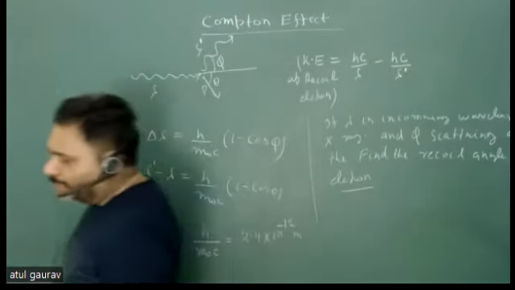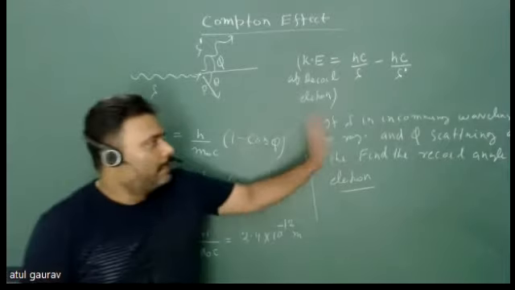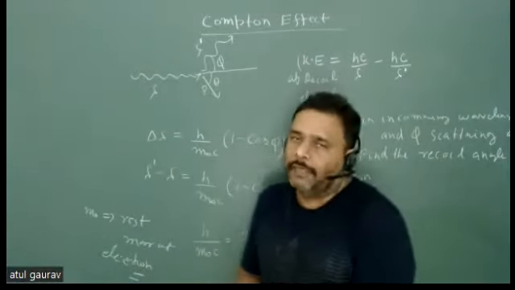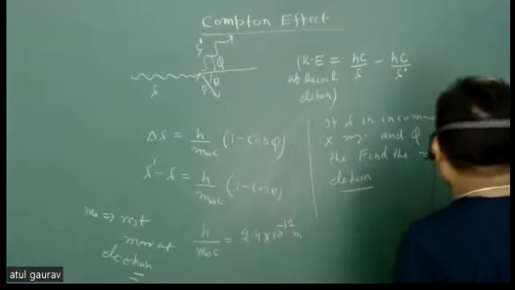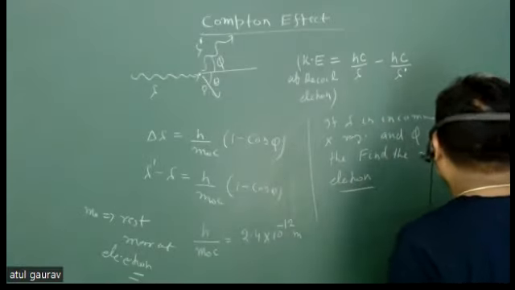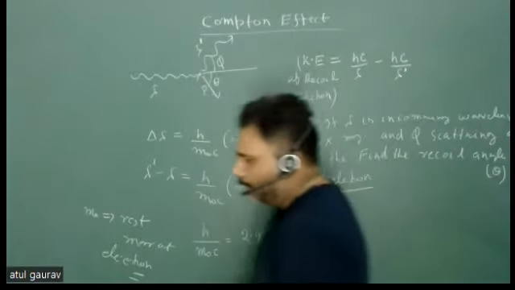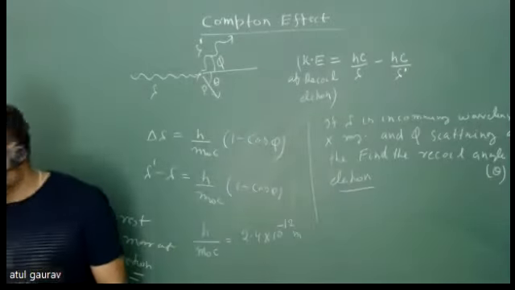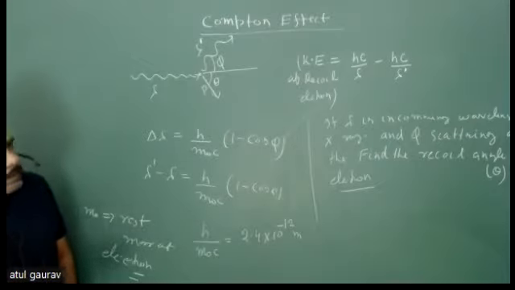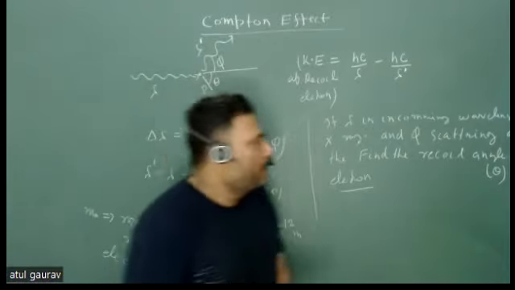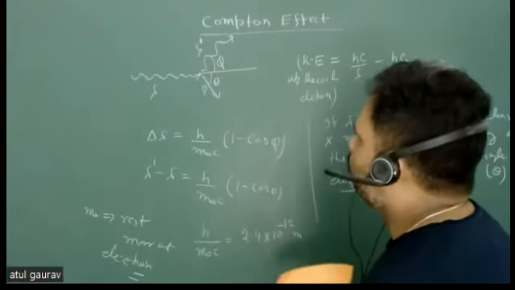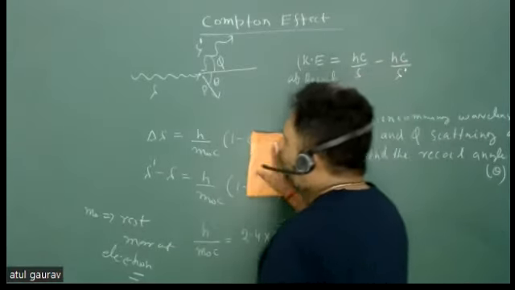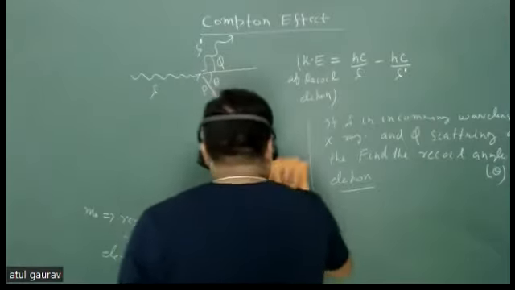So phi is given and the incoming wavelength lambda is given. Then we have to calculate the value of the recoil angle of the electron. The recoil angle is basically theta, so we have to calculate theta. How will we calculate it? Is there any relationship between phi and theta? Let us try to calculate this one. Do you remember the last class derivation?